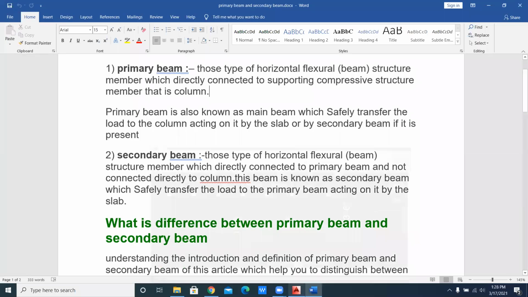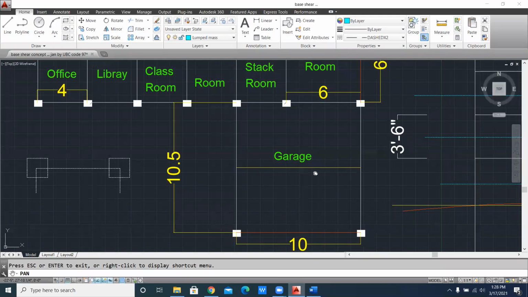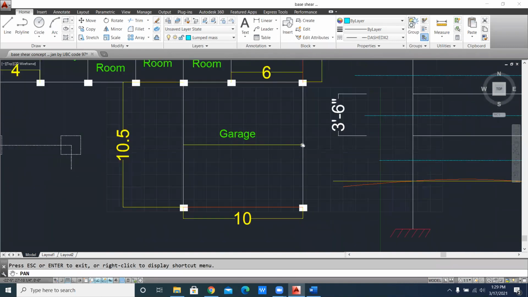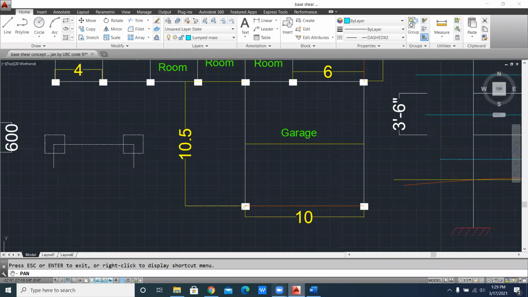Now you can see here the secondary beam: that type of horizontal flexural structural member which is directly connected to the primary beam and not connected directly to the column. This beam is known as the secondary beam, which safely transfers load to the primary beam, acting on it from the slab. This one is your secondary beam, and this is normally the slab, which exists on the primary beam. For the primary beam you have to take its width as it lies here, and if it has some width, then you have to deduct it, because you have to find out the internal area of the secondary beam.